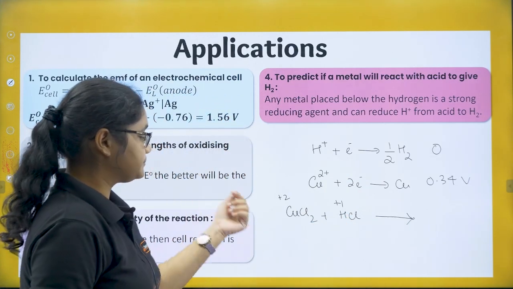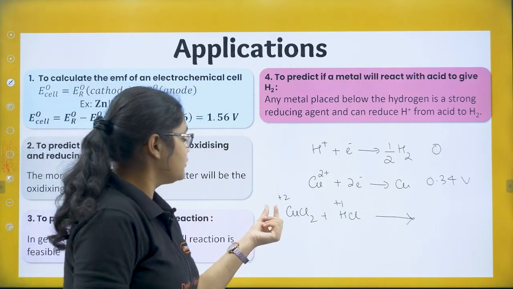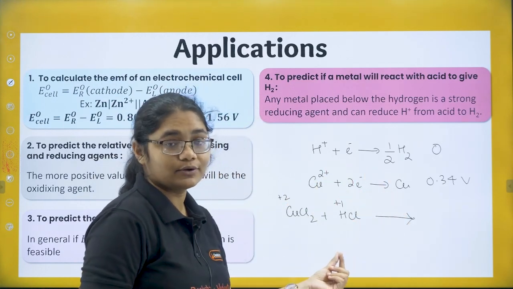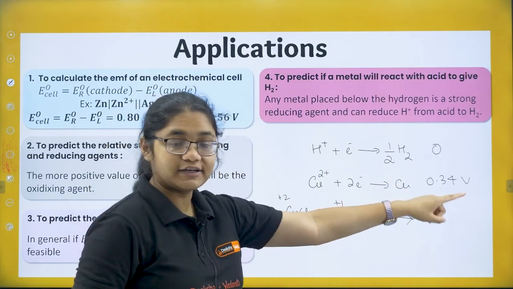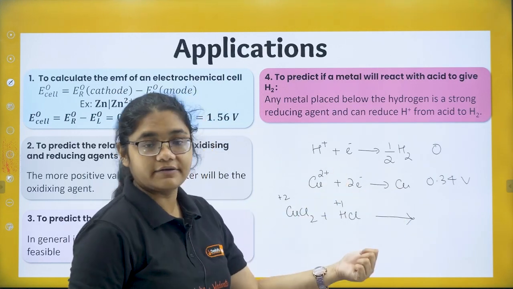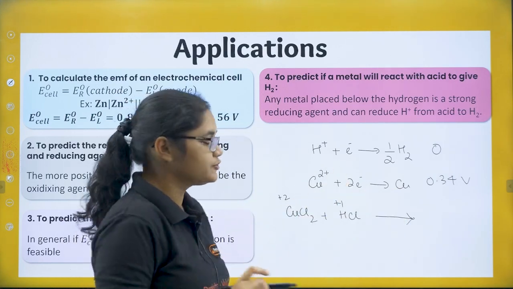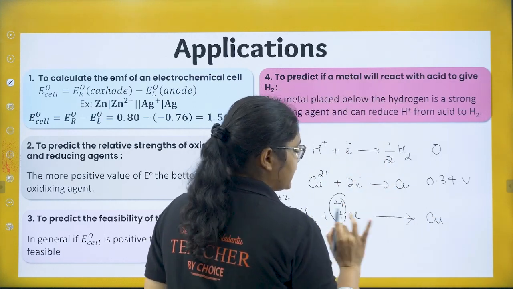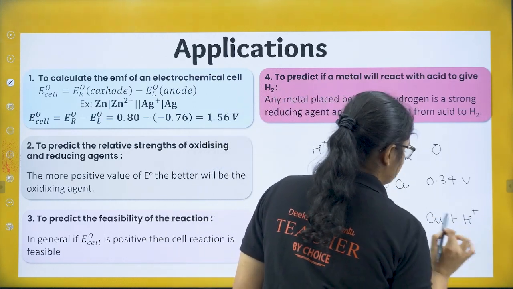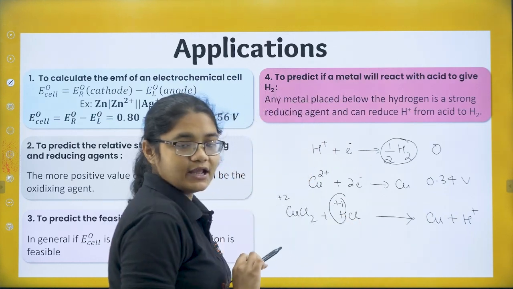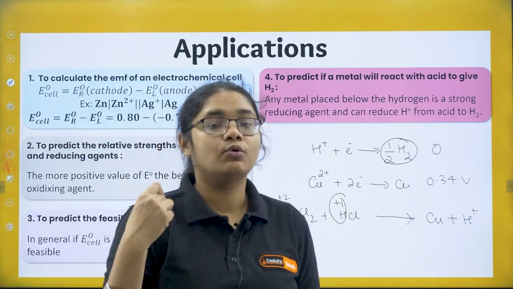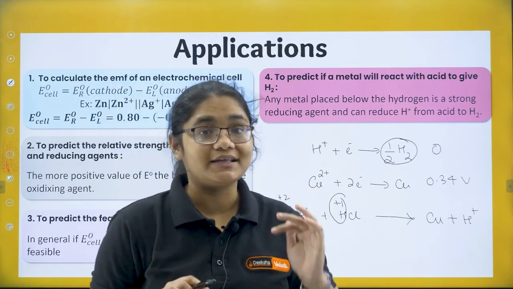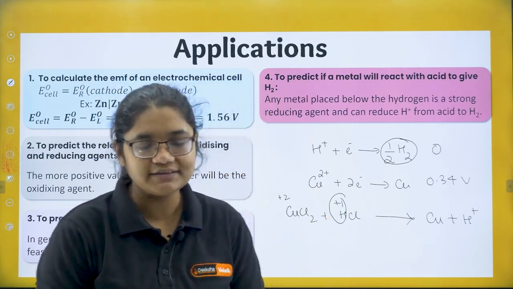So what can happen here? You can see that copper has the tendency to get reduced, hydrogen also has the tendency to get reduced, but copper's reduction potential is greater, so copper will get reduced and hydrogen will not. If copper gets reduced, you will get copper here. Since hydrogen is not getting reduced, it will remain as H+. You cannot get H2 gas there, right? So if the reduction potential is more than 0, then hydrogen gas is not released. If the reduction potential is less than 0, then hydrogen gas is released.